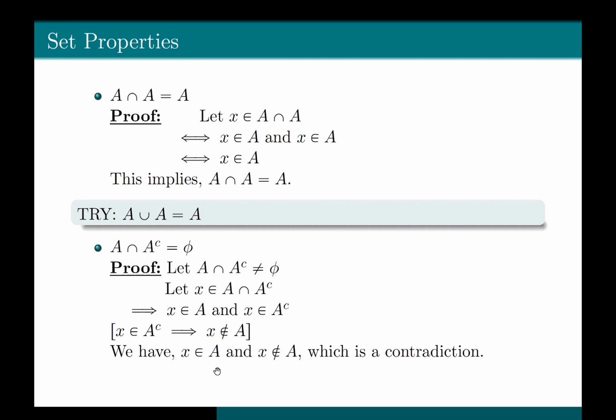which is a contradiction because this cannot happen at the same time. You have an element and it belongs to the set and it does not belong to the set, which is just absurd. And therefore, you would say that A intersection A complement is empty. There cannot be any element in common in A and A complement. So this is how we prove A intersection A complement is empty.